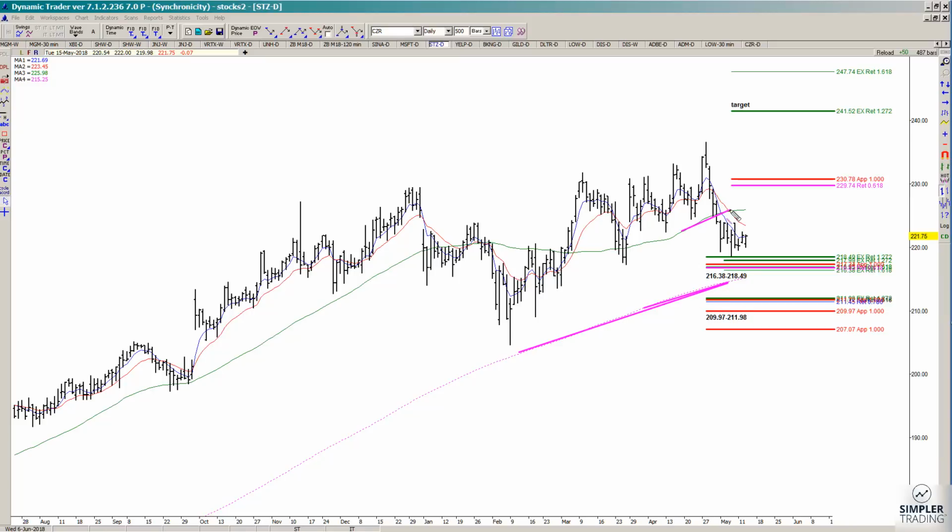Not crazy about the fact that we are back below the 50 though, and that the 5 and 13 are not on our side. However, this is still a setup. It might not be the highest probability setup, but it's a good setup. Why? Because we have the confluence of 1, 2, 3, 4, 5, 6, looks like 6 price relationships that come in between this 216.38 to 218.49 area.